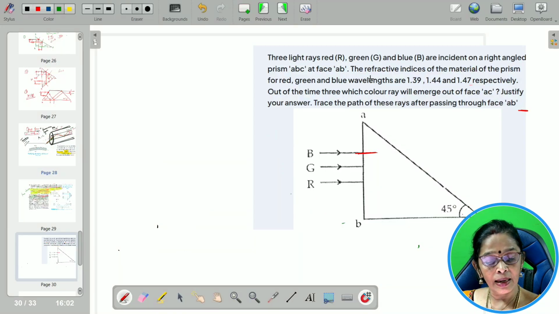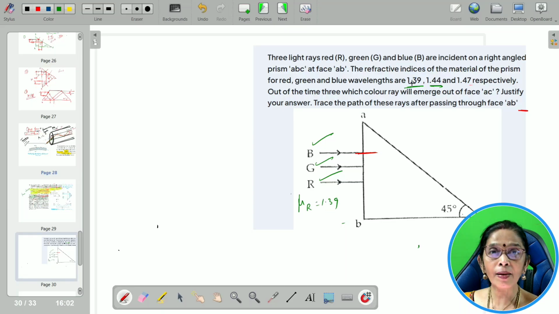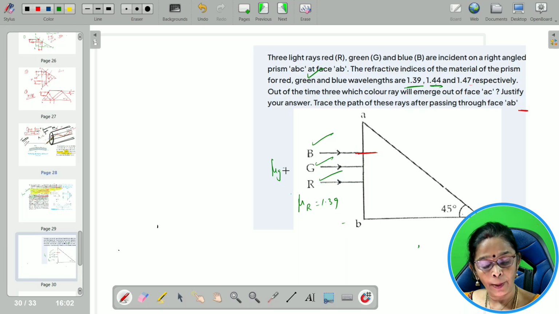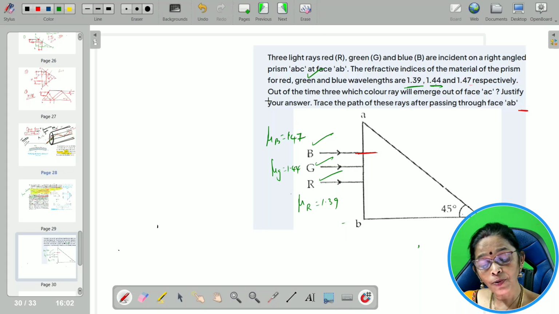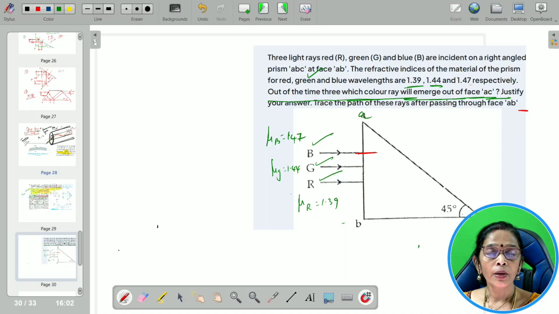There are 3 lights: red, green and blue. The refractive indices are given. Mu red is 1.39, mu green is 1.44 and mu blue is 1.47. Out of the 3, which color ray will emerge out of the face AC? That's the question. It is based on the phenomenon of TAR.